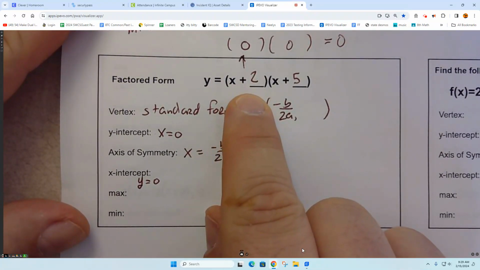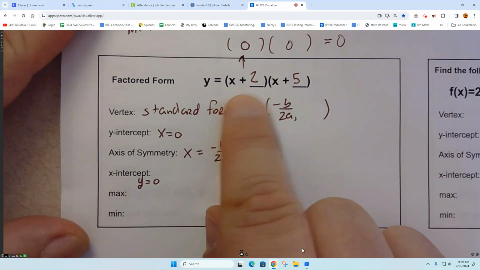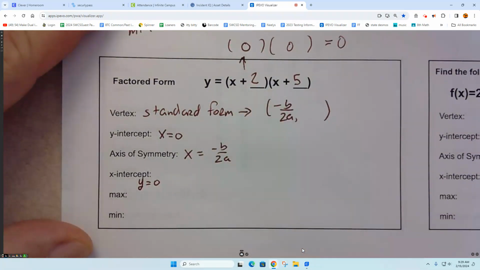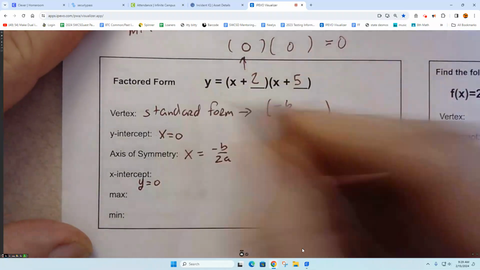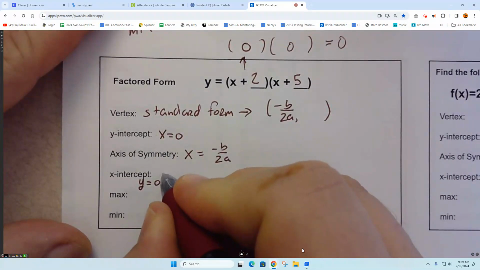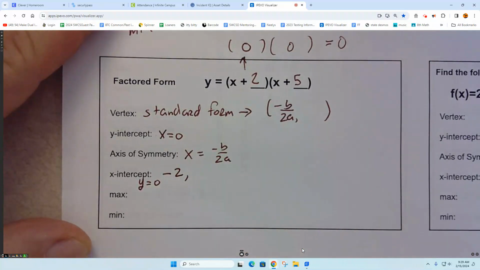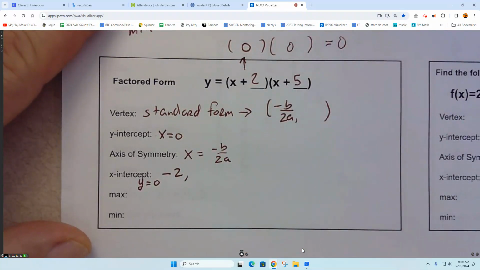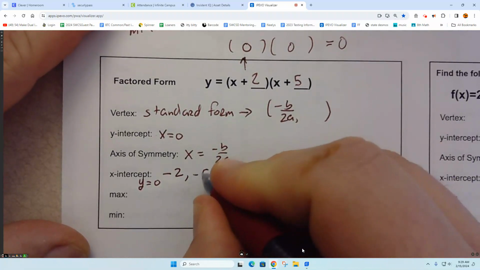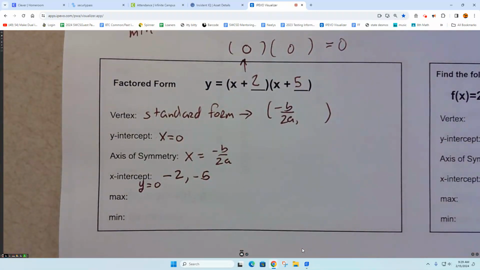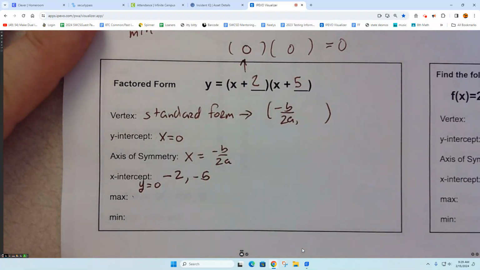The first one. No. -2. -2 plus 2 is 0. So that's going to make it y equals 0. So the answer, my x-intercept is -2 and -5. We got to make that equal to 0, and that's going to, in turn, make the whole thing 0. Okay, we'll see that again. And then the max and the min is the same as before. Okay?